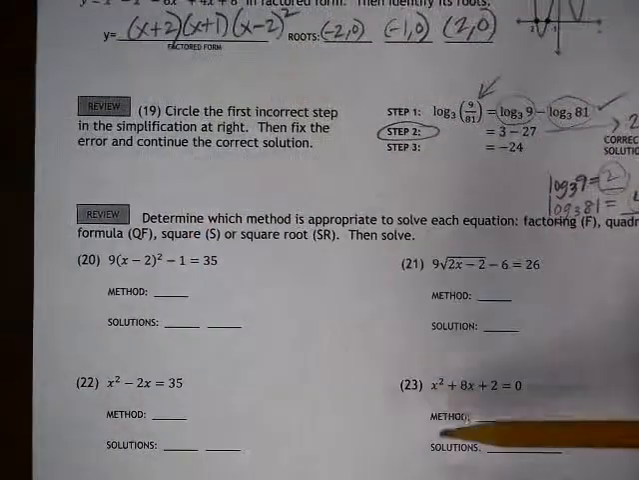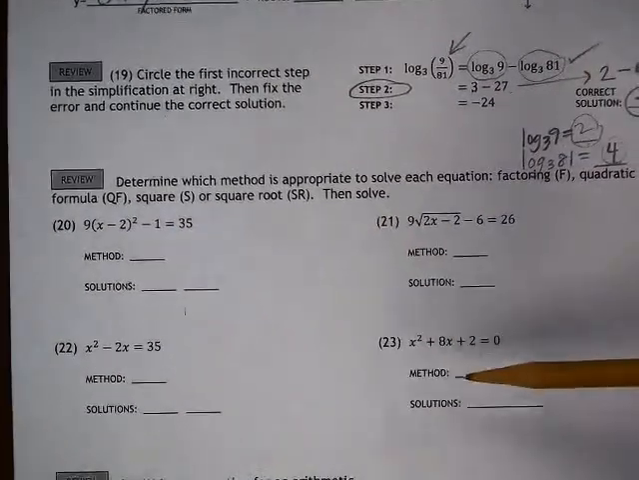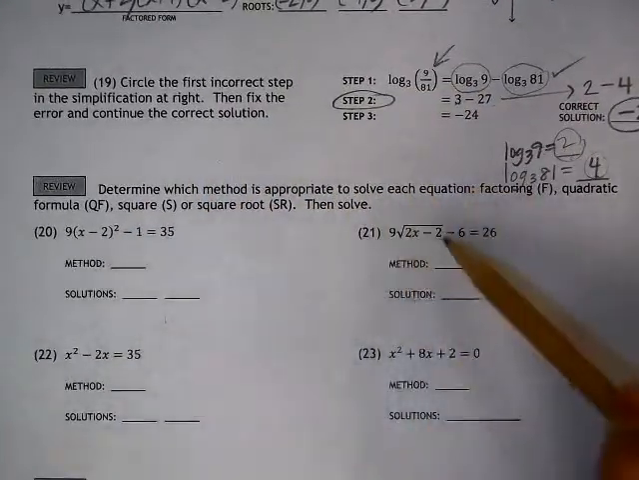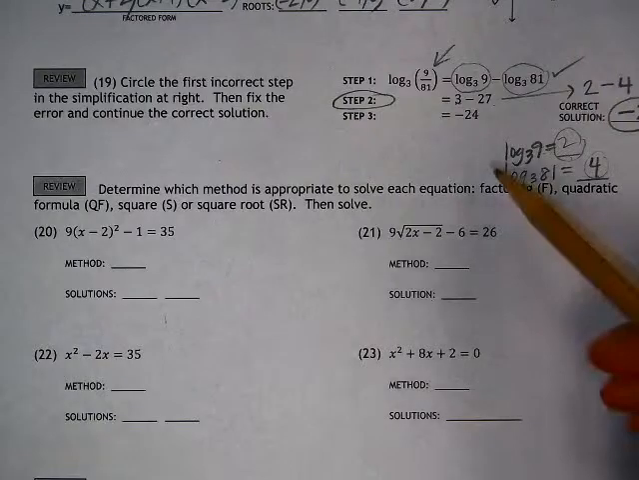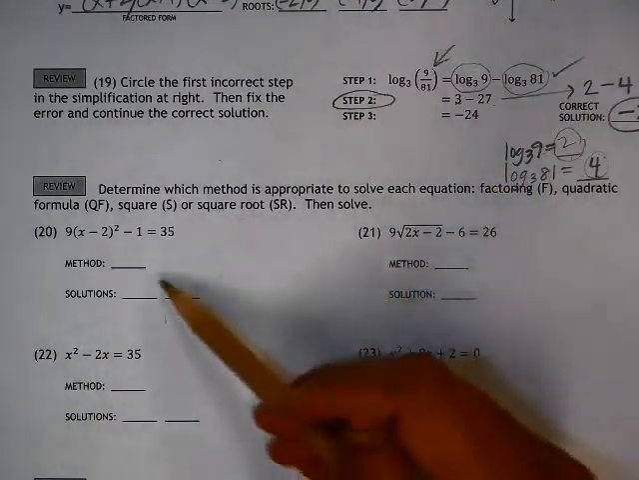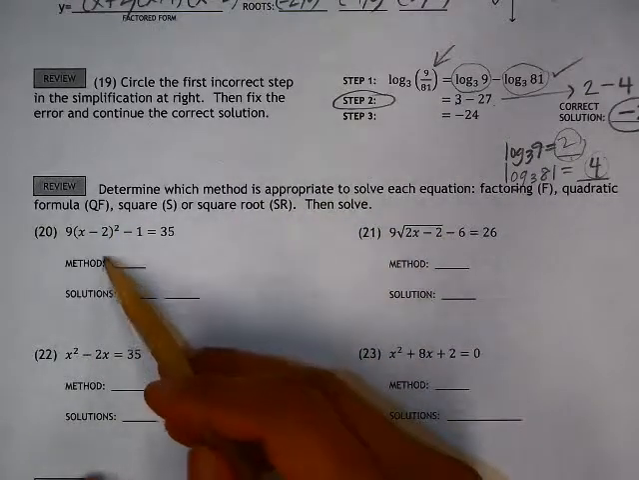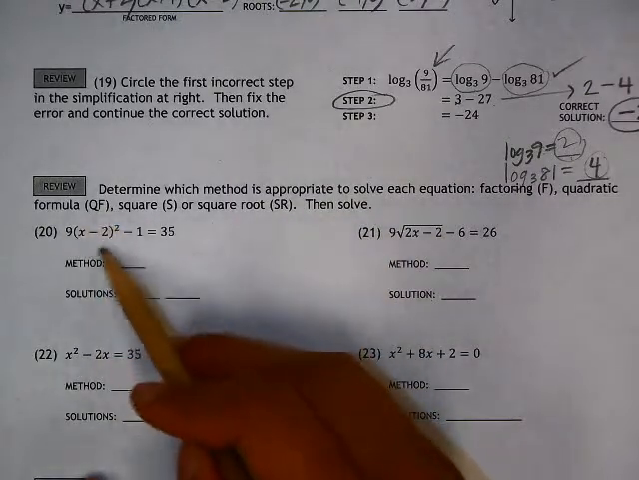All right, on 20 through 23, we have several equations, and we need to determine which method is appropriate to solve the equation and then solve it. So let's go over the methods first and see if we can determine what method would be appropriate for each of these. So on 20, we have a quantity being squared.